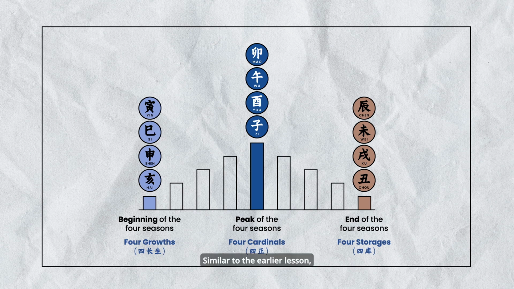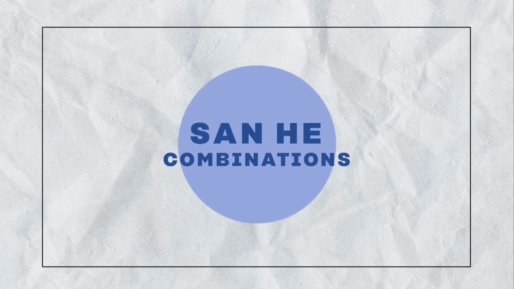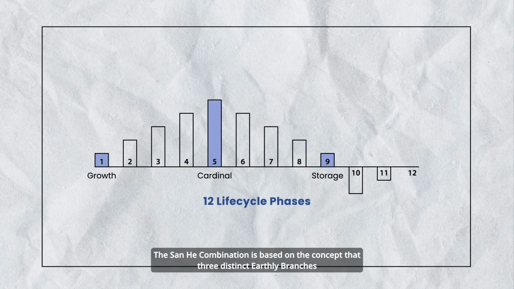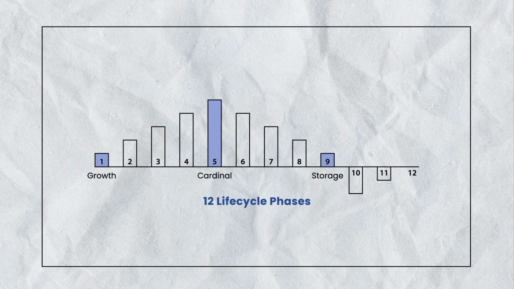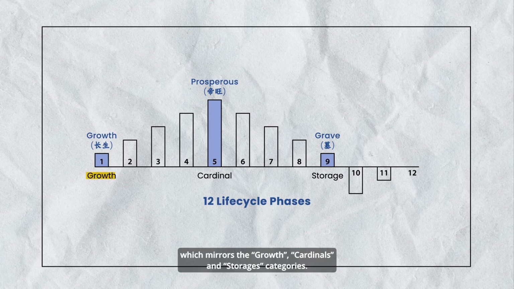Similar to the earlier lesson, these combinations involve specific earthly branches that signify the beginning, peak, and end of phases. However, here, the context shifts to the 12 life cycle phases, which we will explore in the next lesson. The Sanhe combination is based on the concept that 3 distinct earthly branches generate the element of their combination. This interaction is observed in the earthly branches that represent the growth, prosperous, and grave stages in the 12 life cycle phases, which mirrors the growths, cardinals, and storages categories.